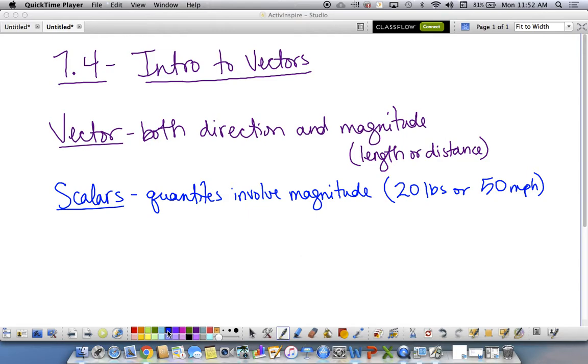Typical vectors are velocity, acceleration, force. Yeah, we'll get a little bit into physics. You'll probably understand so much more than I do, but I know just enough to get by.